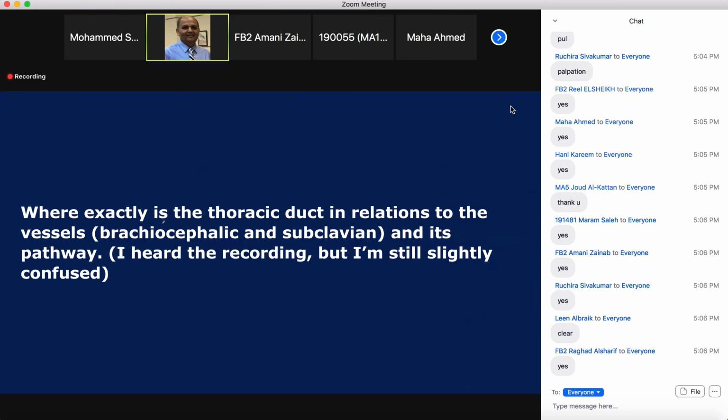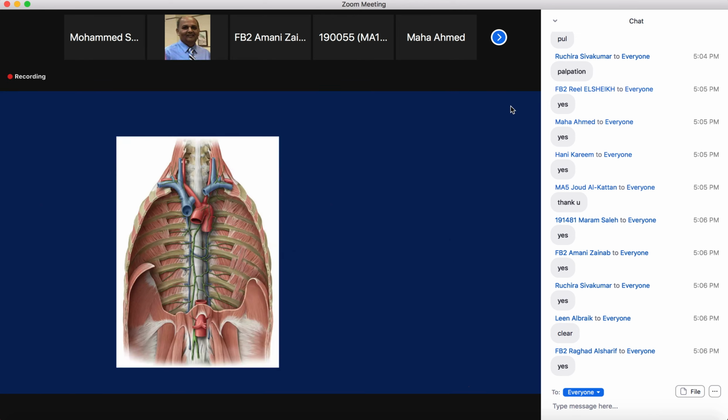Where exactly is the thoracic duct in relation to the vessels, brachiocephalic and subclavian, and its pathway? I heard the recording, but I'm still slightly confused. I really appreciate it if you have a question, you should ask. There's no problem in asking. We know the location of the thoracic duct.